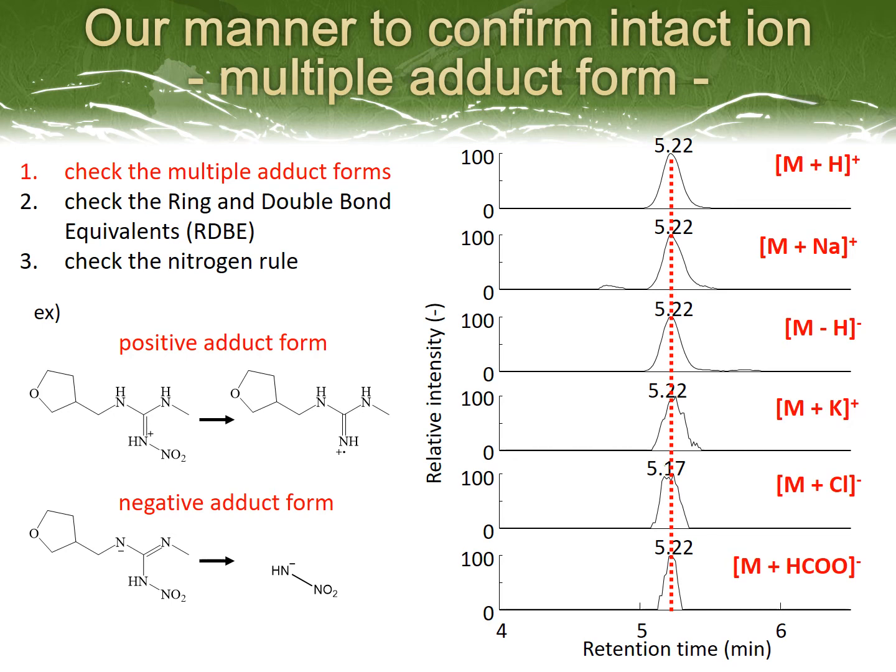If it is a fragment ion, its dissociation reaction may depend on its adduct form. A different adduct form may cause a different dissociation reaction, and a different dissociation reaction may produce a different fragment ion, giving a different m/z. Particularly in the oppositely charged adduct form, the dissociation reaction may be different.